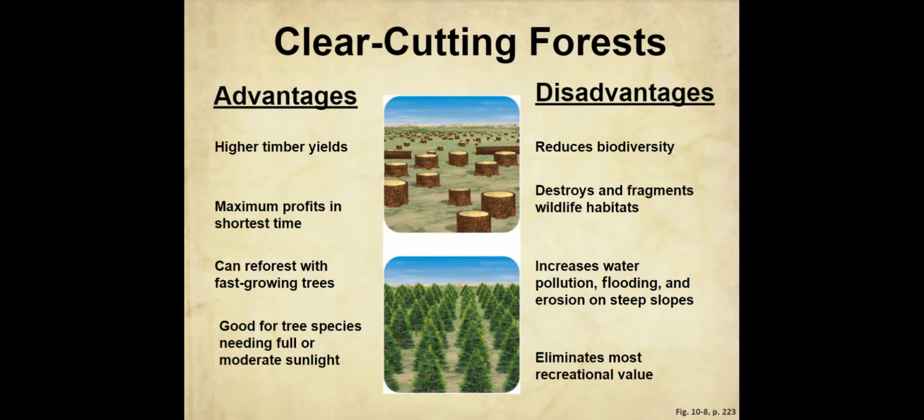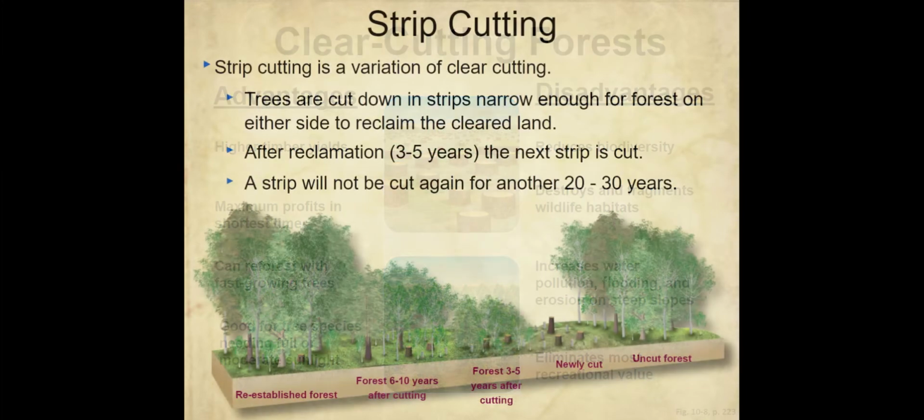Okay, so these are just some of the effects of clear cutting on a community. Here are some advantages and disadvantages of clear cutting. Obviously, you're going to have higher timber yields, maximum profits in the shortest amount of time. You can reforest with faster growing trees, and it's good for tree species that need full or moderate sunlight. However, this reduces biodiversity. It destroys biodiversity. It destroys and fragments wildlife habitats. It increases your water pollution. It increases your flooding. It increases your erosion on steep slopes. And it eliminates, here it says most recreational value, but dude, it's all of the recreational value. No one's going to go to an area just to see stumps. Nobody likes that.